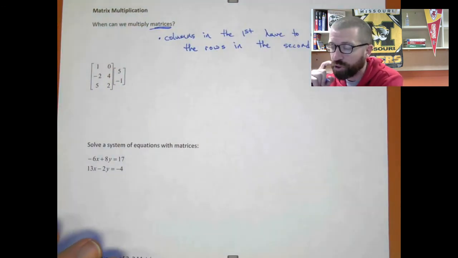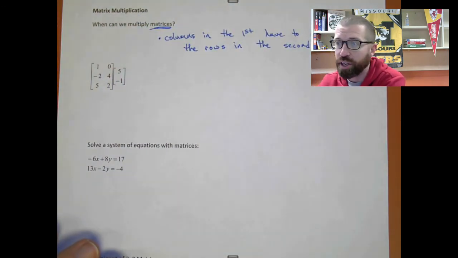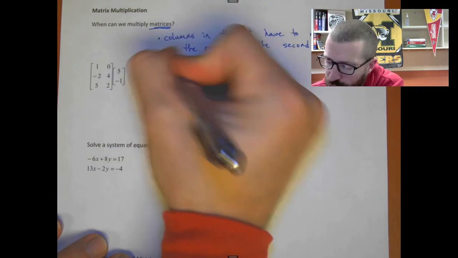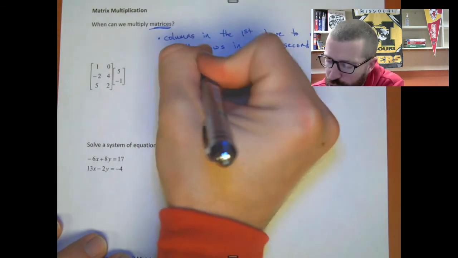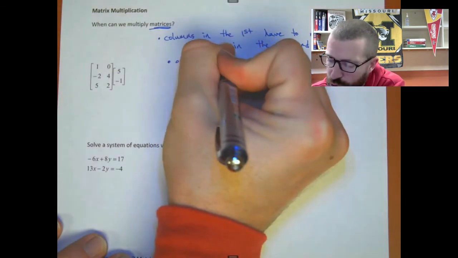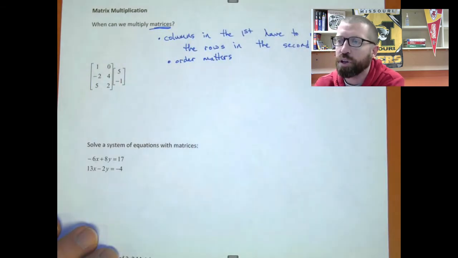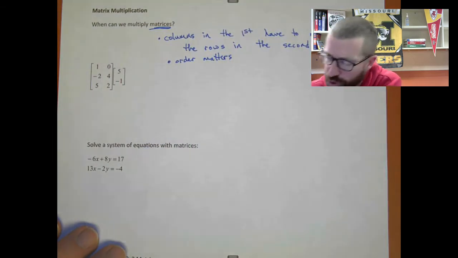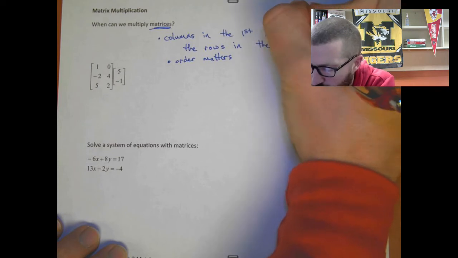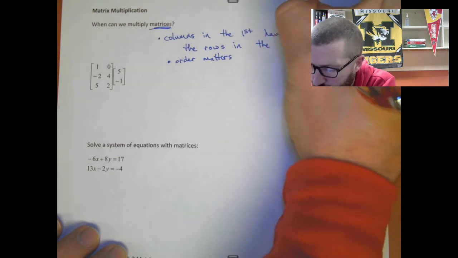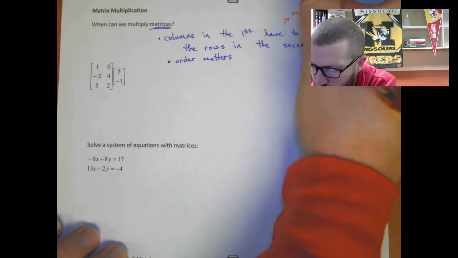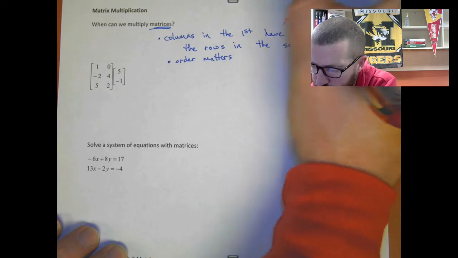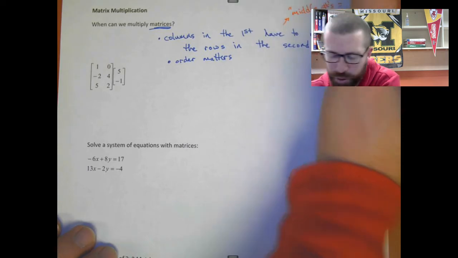So columns in the first have to match the rows in the second. So order matters with matrix multiplication. Okay, so the other way to interpret this, and we'll talk about what I mean by this, is the middle numbers are the same. Or we'll say middle numbers equal is how I would remember that.